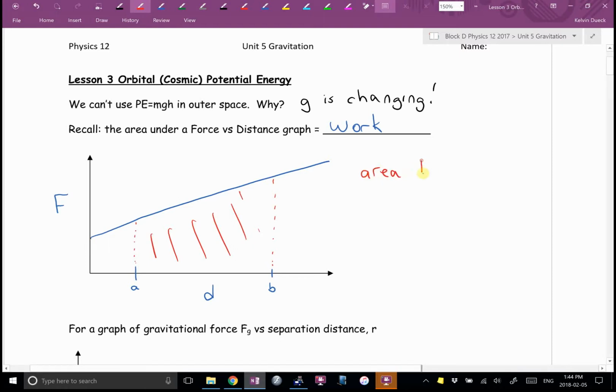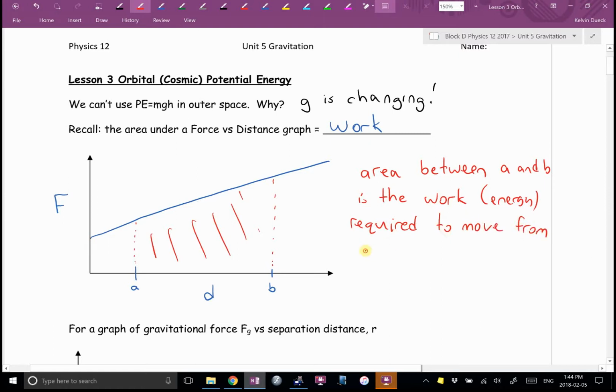The area between A and B is the work, and if you want to, you can put in brackets energy required to move from A to B.